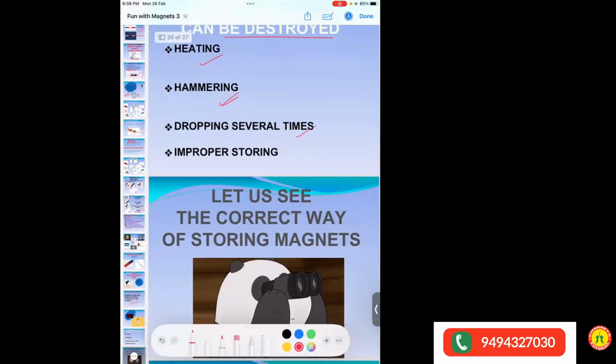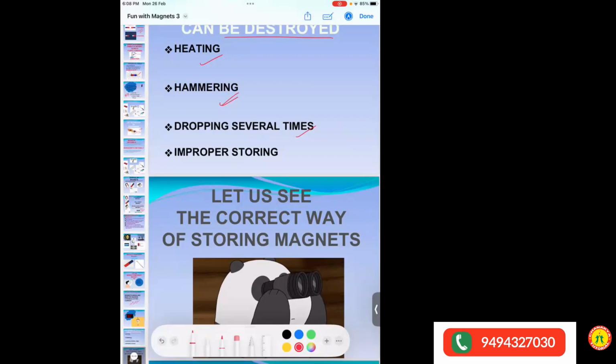Then dropping several times. So it happens, right? Once, twice, thrice, 4 times, 5 times, 10 times, 100 times. The more we drop it, the magnetism will keep on losing. So by dropping it so many times, the property of magnetism can be lost.